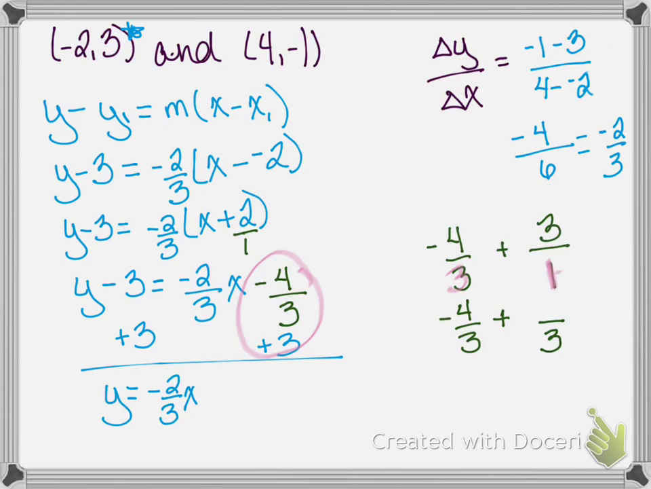So 1 times what gives me 3? Good. And so because I multiply the 1 times 3, what do I have to multiply the 3 times? 3. Good. And what is that? 9. Good. Then I have negative 4/3 plus 9 over 3, and that gives me positive 5/3. Feel better about that? Good.